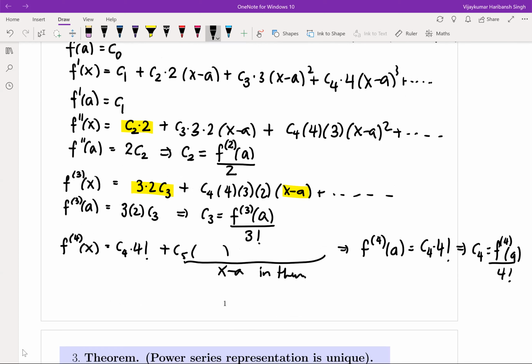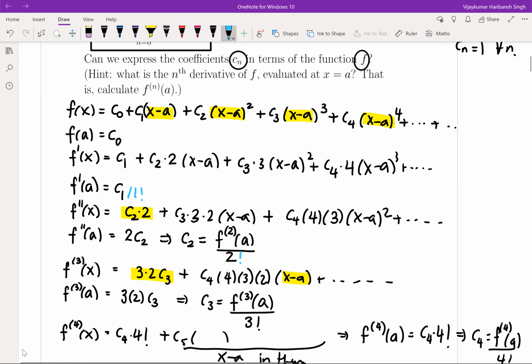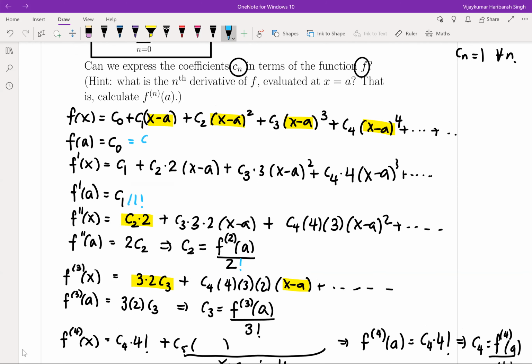Now note that we can rearrange things. 2 is the same as 2 factorial. This is the same as 1 factorial. And c0 can be written as c0 divided by 0 factorial, since 0 factorial is 1. I can rearrange it to write it as the 0th derivative of f at a, to have a short comprehensive notation. So the 0th derivative of f at a is the same as f of a.